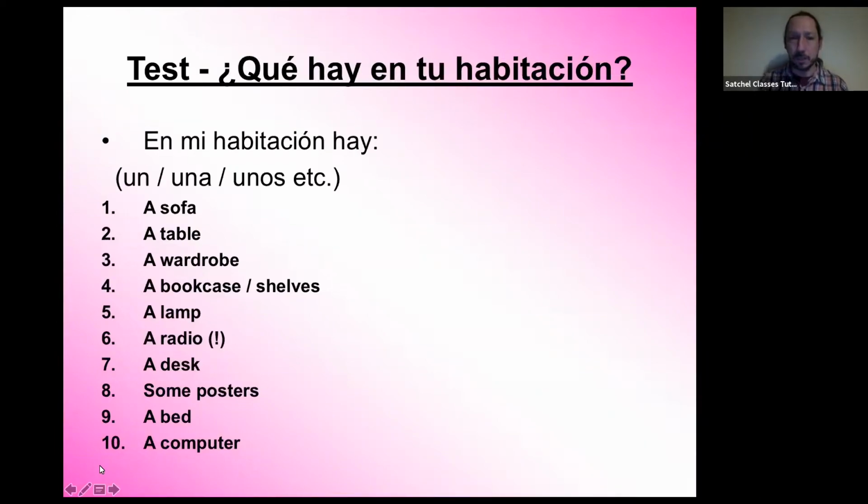Now there is an exclamation mark here because in Spanish we can say un radio o una radio. We usually say un radio. A desk, un escritorio. Some posters, algunos posters. A bed, una cama. A computer, un ordenador. Easy, and just remember, always come back to these lessons and take notes, take pictures, pause the lesson, and always try to translate yourself. Challenge yourself.